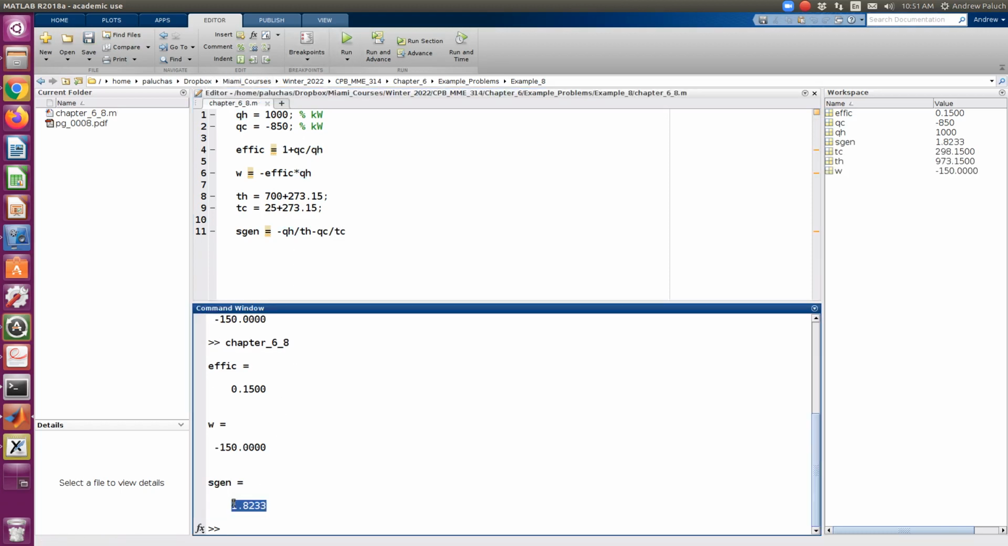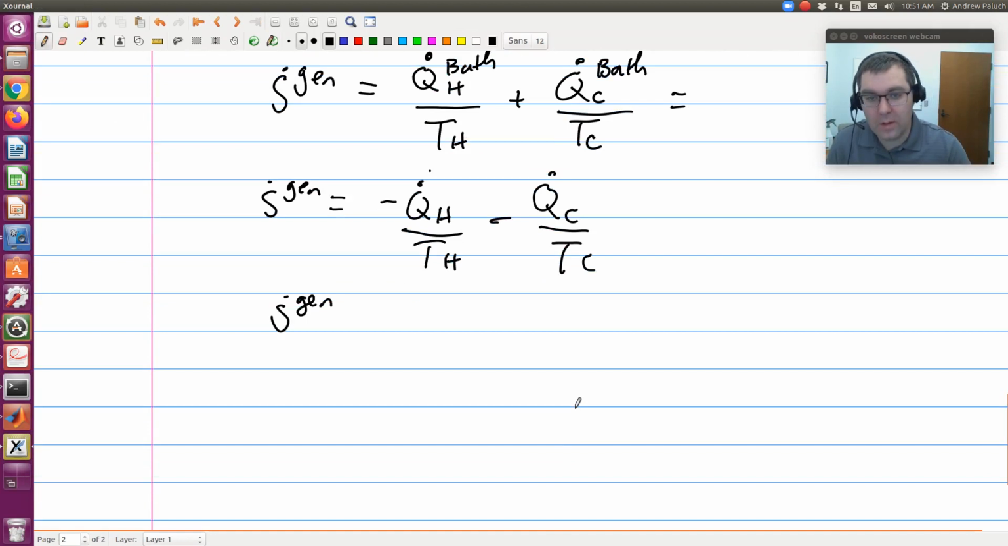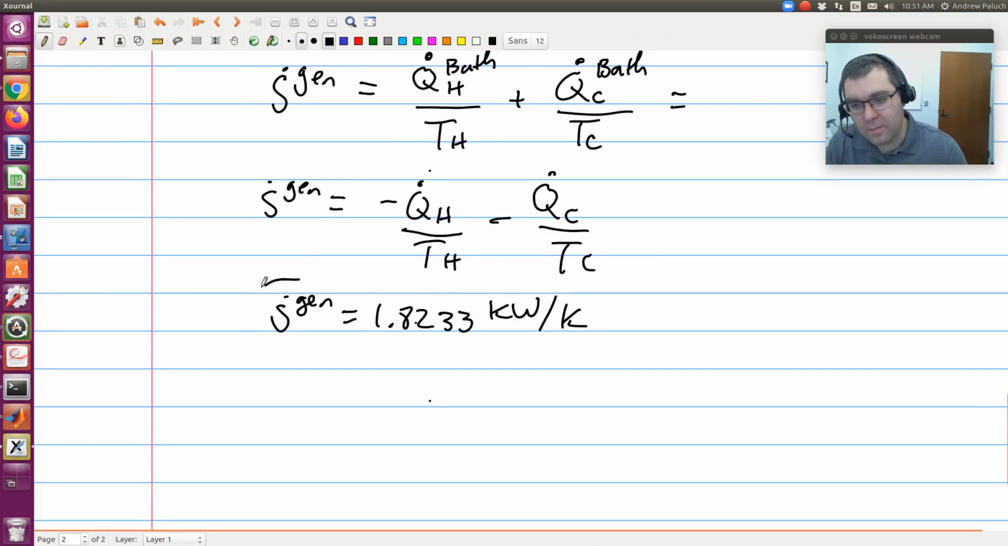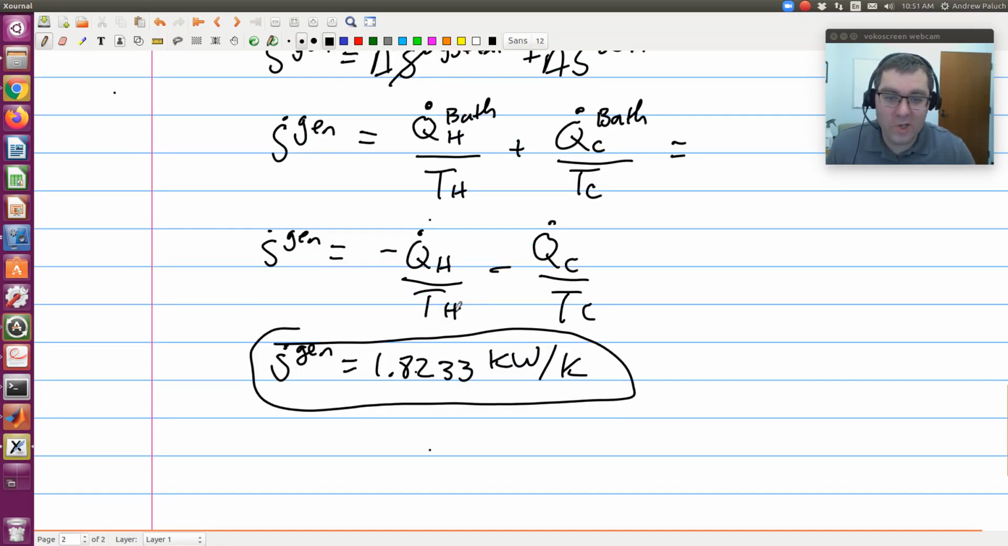So running, I get an entropy generation that's positive, so that's good. That's how it should be. S gen is a positive 1.8233, and that's going to be kilowatts per Kelvin. Remember a watt is a joule per second, so you can think of this as kilojoules per second Kelvin, per second because it's a rate. All right, so there's S gen.